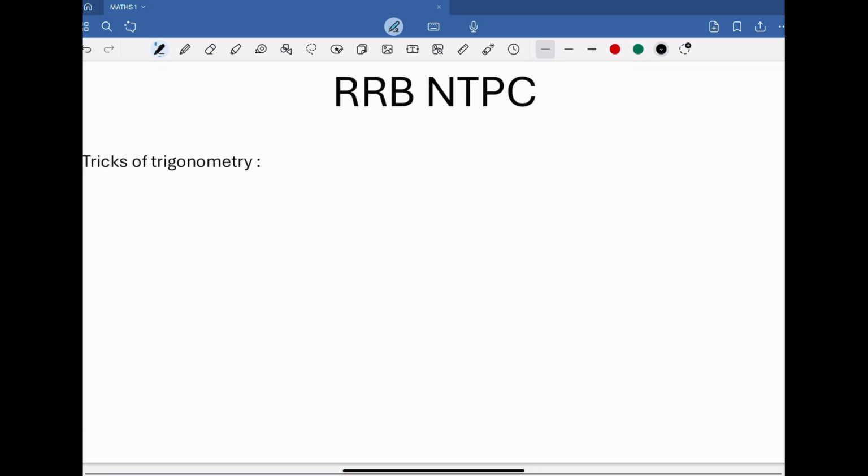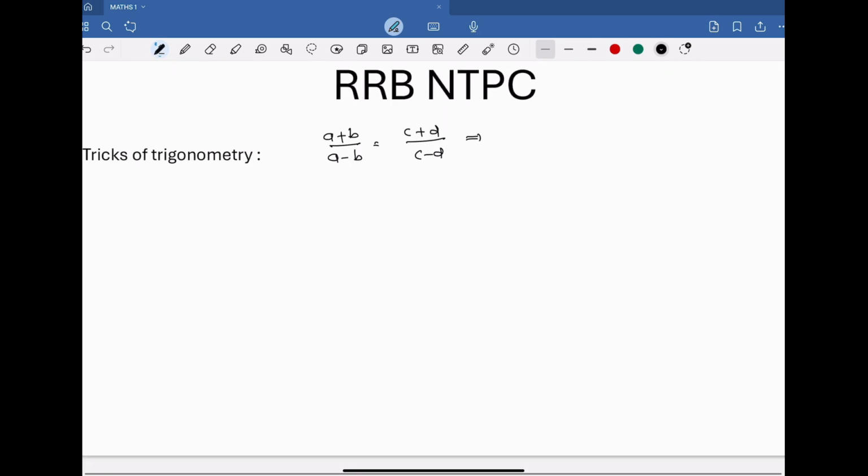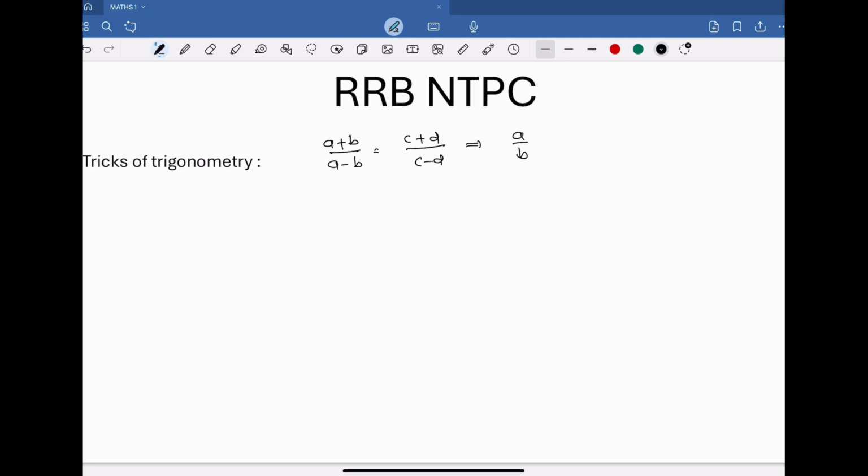What is the trick ultimately? A plus B divided by A minus B is equal to C plus D divided by C minus D implies A by B is equal to C by D. Please remember this trick. Otherwise you will go on doing the cross multiplications and you will end up losing a lot of time in the examination.